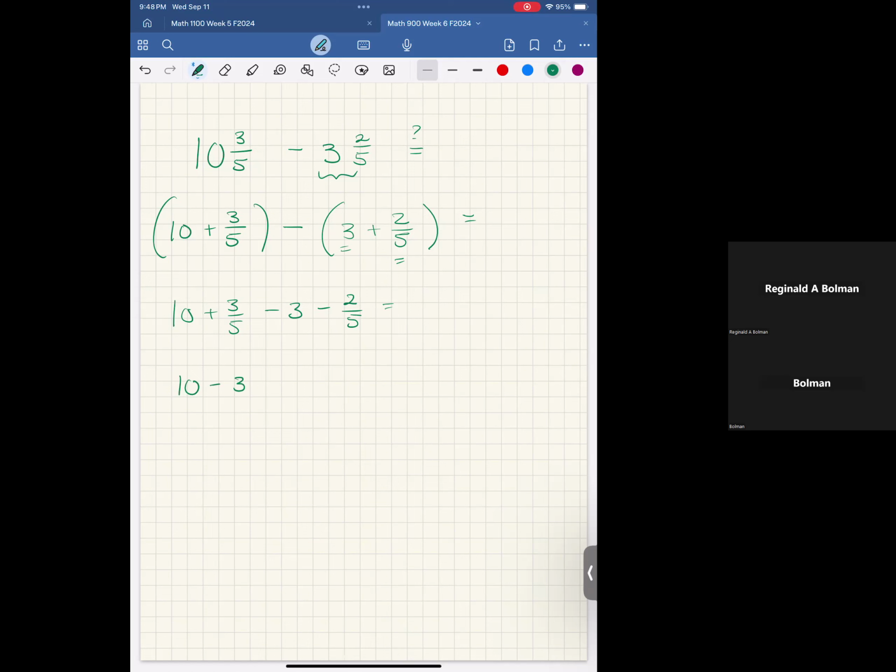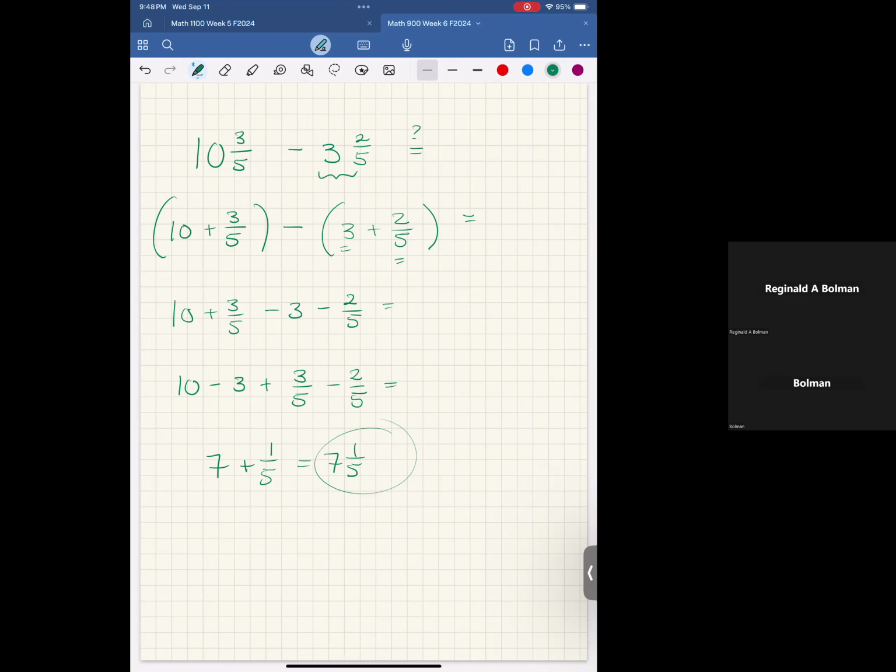Now, just like before, you can use the commutative law as long as you very carefully account for that negative symbol in front of the 3. And of course, we will line up our fractions with one another. So you'll have 3/5 minus 2/5. 10 minus 3 gives you 7. 3/5 minus 2/5 gives you 1/5. And so your answer is 7 1/5. Pretty much all you have to do.